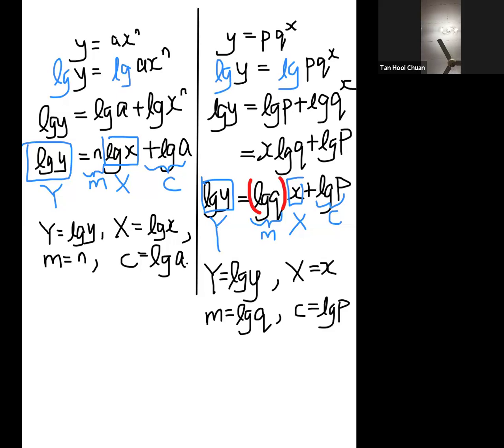Any questions? This is the way you change them to linear form. So remember, either your x power 1 unknown, not a number, this unknown, or your x as the power, then you need to use log both sides. What is the base of the log? If the question never mentions anything, we will use log base 10. I show you two questions now.